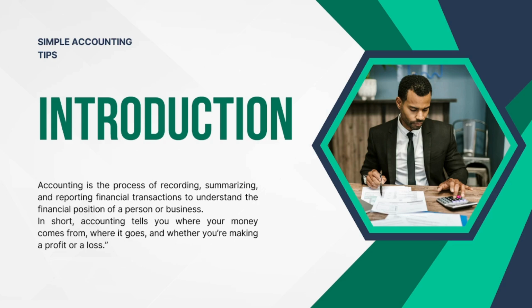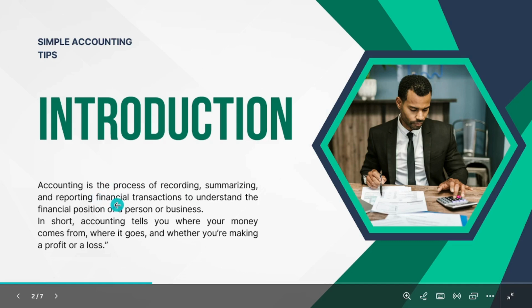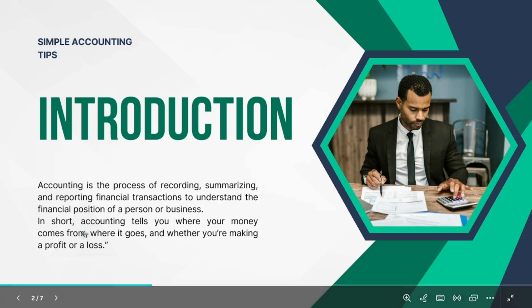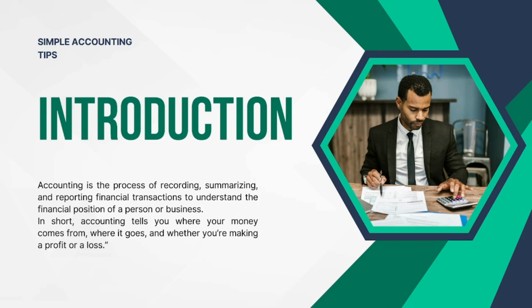Accounting is the process of recording, summarizing, and reporting financial transactions to understand the financial position of a person or business. So, in summary, accounting tells where your money comes from and where it goes, and whether you are making profit or loss from those transactions in your company or not. So basically it is about financial transactions. It helps us to know whether we are making profit or not from the assets we own or from the resources we are consuming in the organization or in the company.